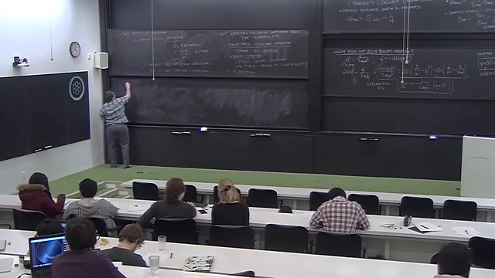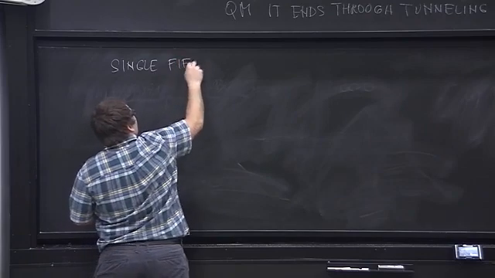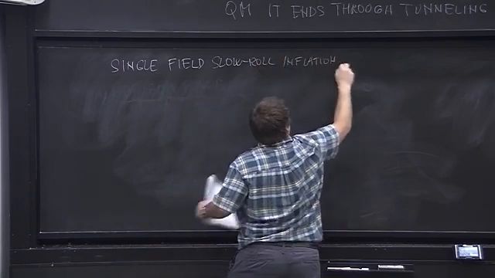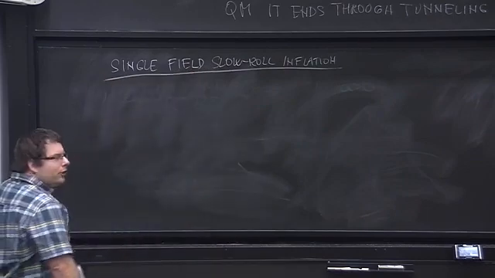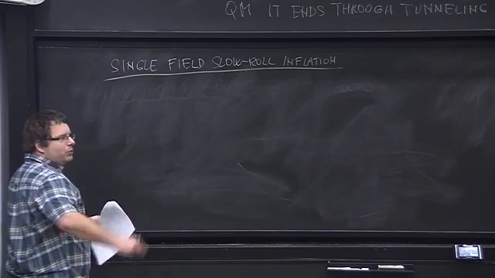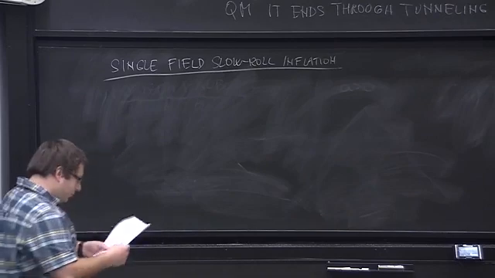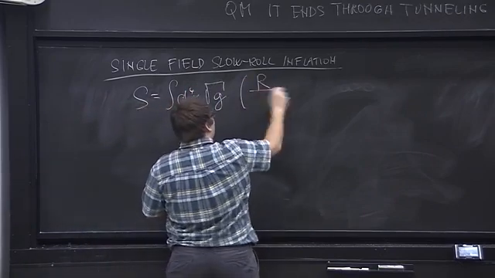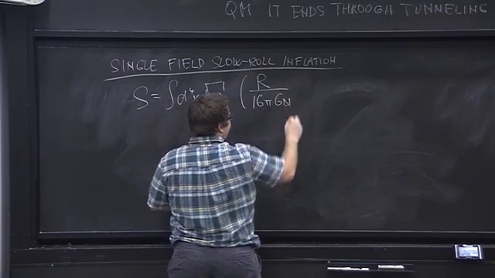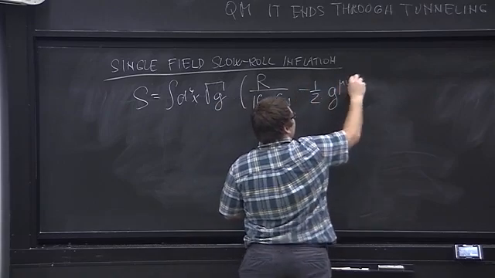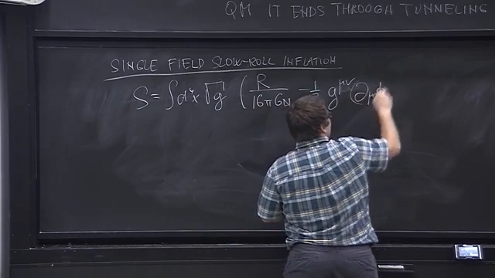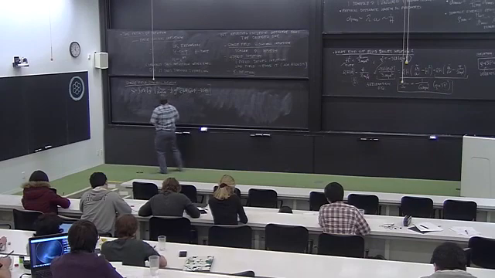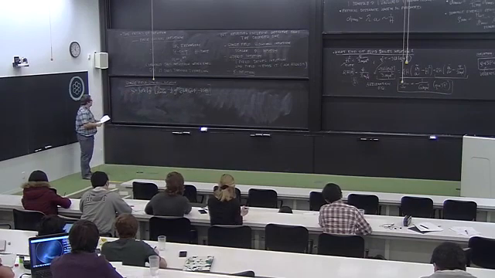Okay. So single field. Today I'll probably write down a few equations, and then we'll study them a little bit more tomorrow. You just postulate the simplest possible scalar field with some potential. So your action is the integral d^4x square root of g, R over 16 pi G Newton, and then you put the scalar field, minus 1/2 g^{mu nu} d_mu phi d_nu phi, and then minus the potential. Okay, so that's the scalar field.